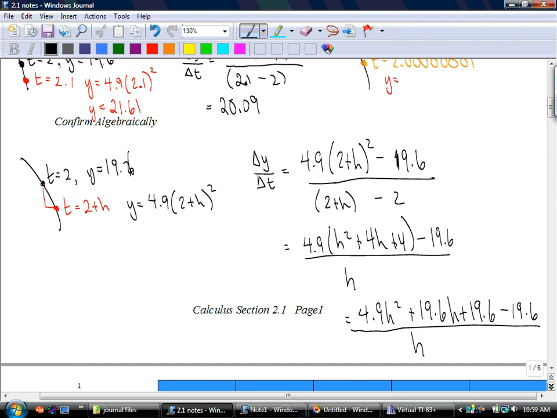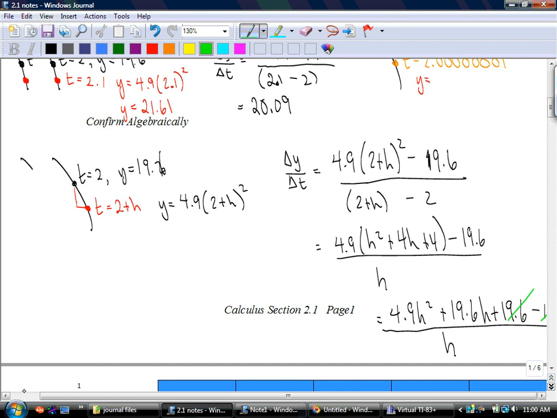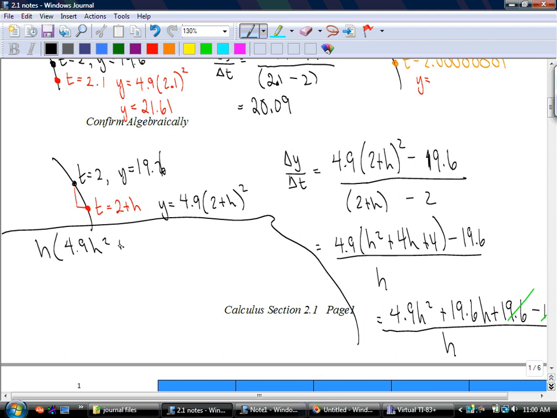4.9 h² + 19.6 h + 19.6 - 19.6 all over h. Careful. How about you just do this? So now you're left with... I'm running out of room. I want you to factor first. So how about we just take an h out, and that leaves us 4.9 h + 19.6 all over h. Oops, h, yeah, sorry. What happens to the h's? They cancel each other out.